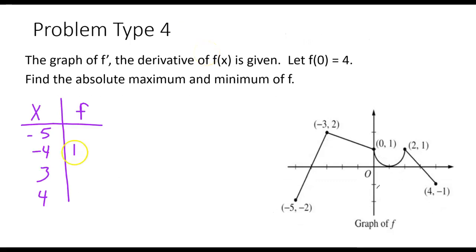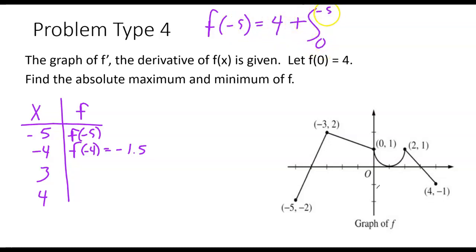All right, now we already found f of -4 on the last slide, and we found that that was -1.5. So let's go ahead and work backwards again. Let's go to the -5 now. So to find f of -5, it's going to be the starting amount that they gave us, which is 4, plus the integral from 0 to -5. Okay. All right. Well, we've already calculated the area of this weird shape here. What did we find that to be? I'm trying to remember now. I think it was 5.5, if I'm not mistaken.